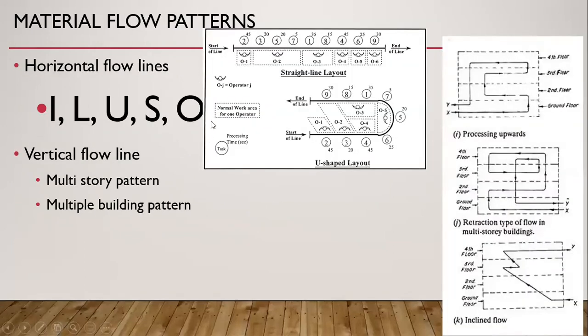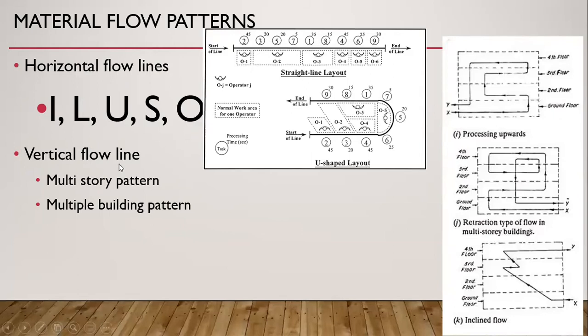These are the various types of flow patterns. These can be classified into horizontal flow line or vertical flow line. The examples of horizontal flow line include I-shaped, which is linear. These images I have taken from internet. L-shaped, U-shaped. This is an example of U-shaped. U-shaped can be easily supervised because of its shape. Then we have S-shape or a circular shape.